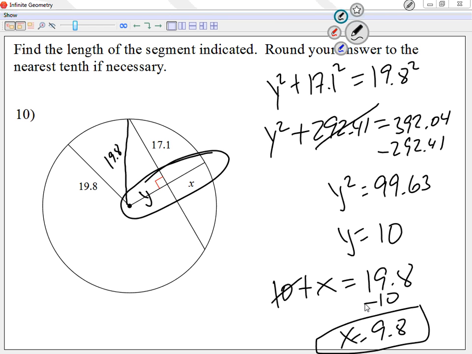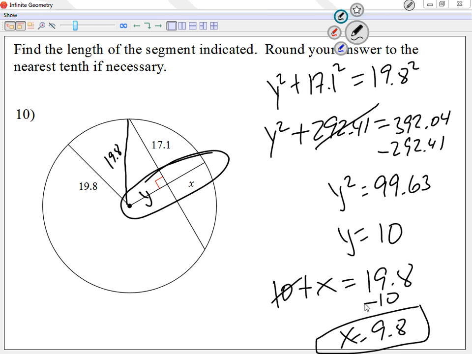Once again, you might have to solve for y before you solve for x. Did that make sense? I think the work is not that bad. It's just probably a little tedious.